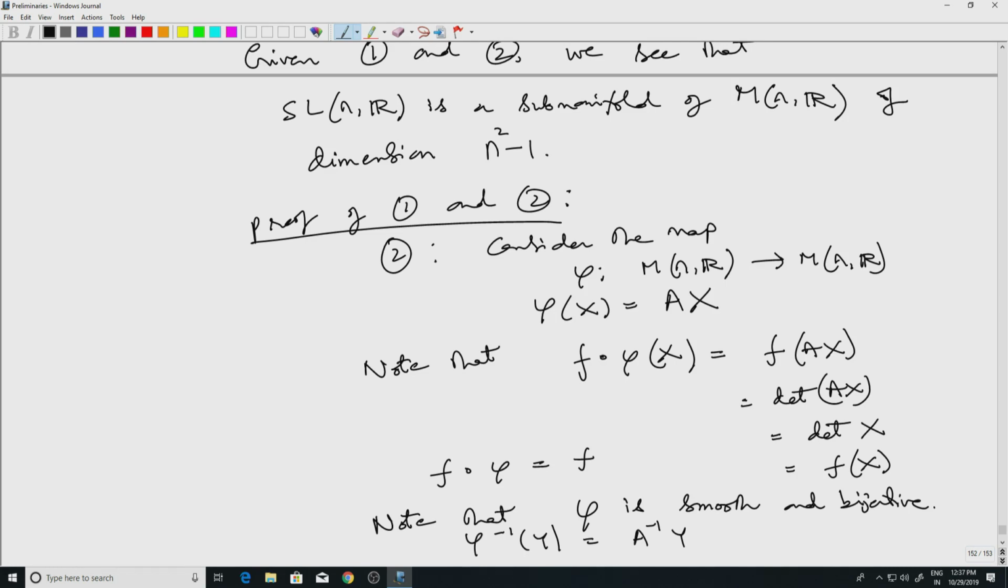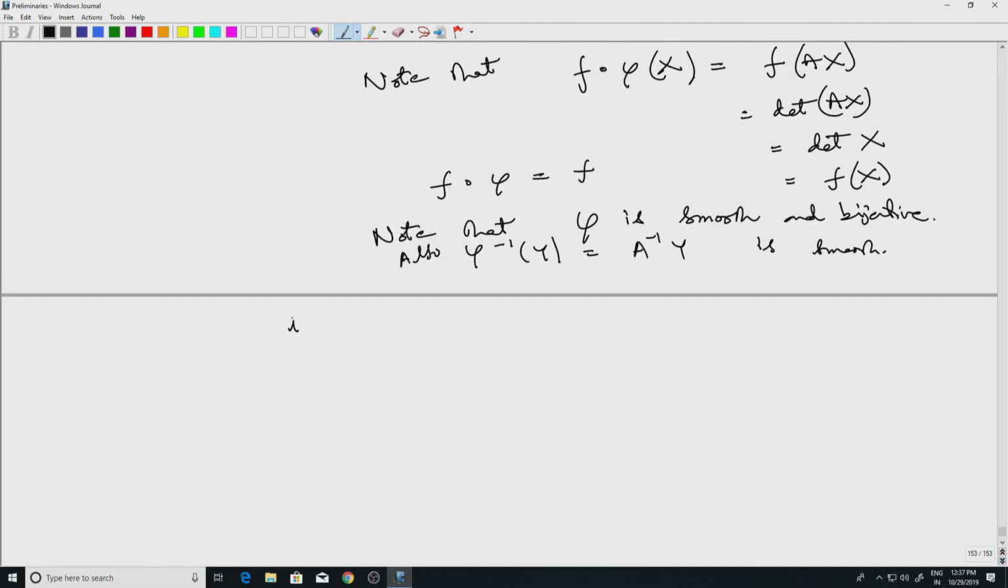So we have an inverse, and again, for the same reason that phi was smooth, phi inverse is smooth as well. It's just multiplication by a fixed matrix, and the component functions of phi inverse are just linear functions of the input. So in short, phi is a diffeomorphism of M_n(R).